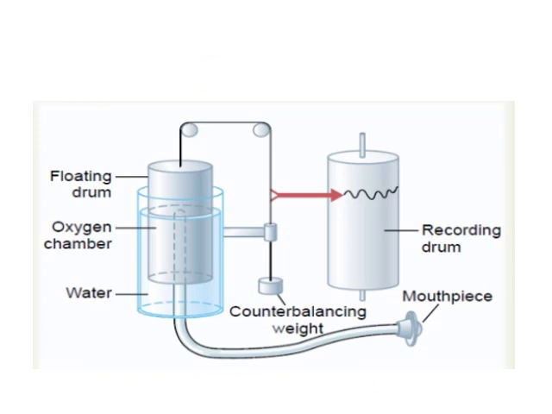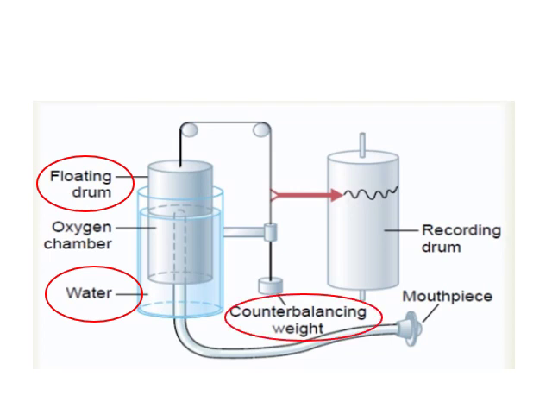Now, we'll describe the principle of the spirometry. A spirometer is a simple volume recorder consisting of a drum, an air chamber, inverted over a chamber of water. The drum is counterbalanced by a weight and is attached to a pen that writes on a paper attached to a rotating drum.